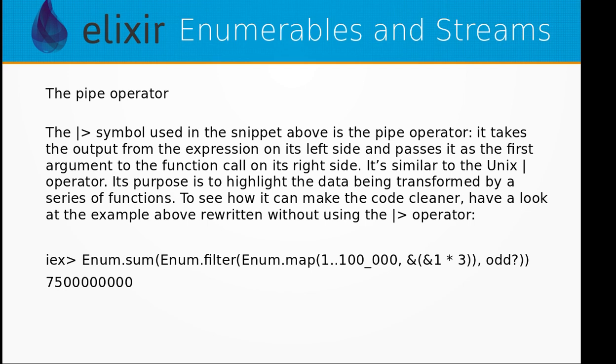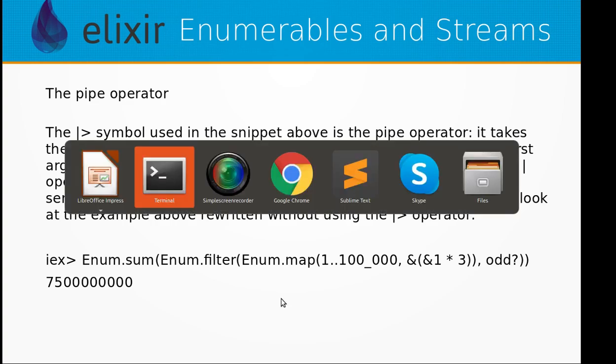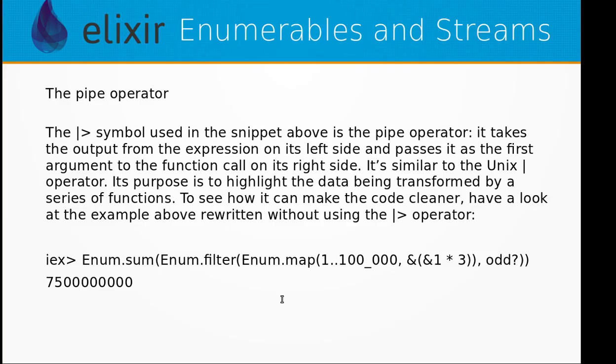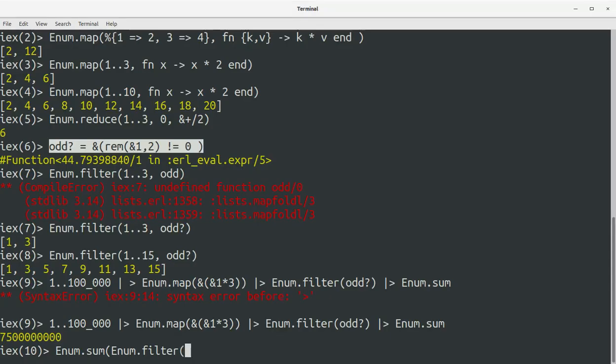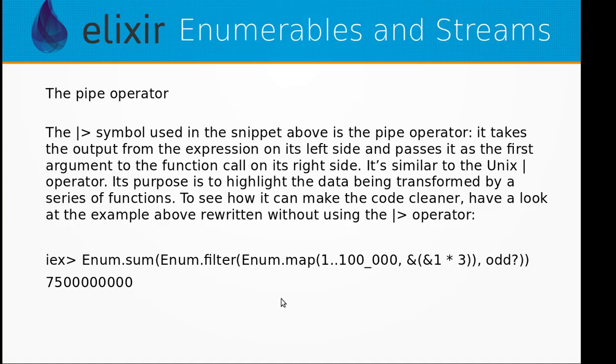Example above, rewritten without using the pipe operator. So you can see the below example. It's quite clumsy as it contains too many inner functions within functions to compute the same result that we computed using the pipe operator.